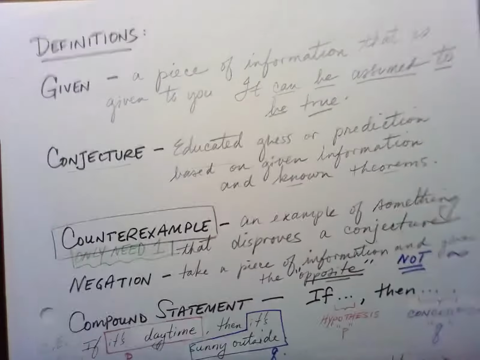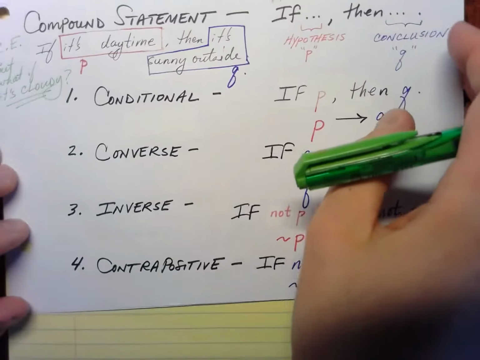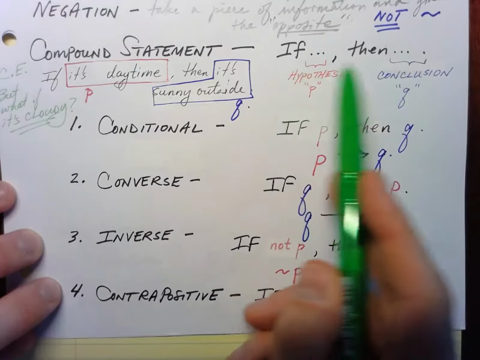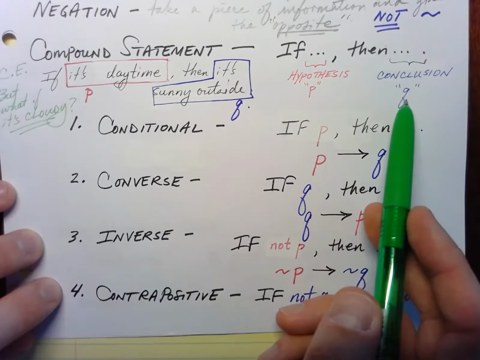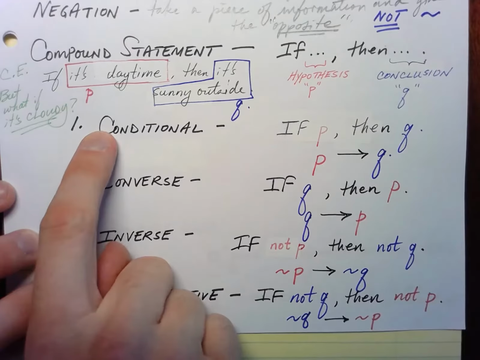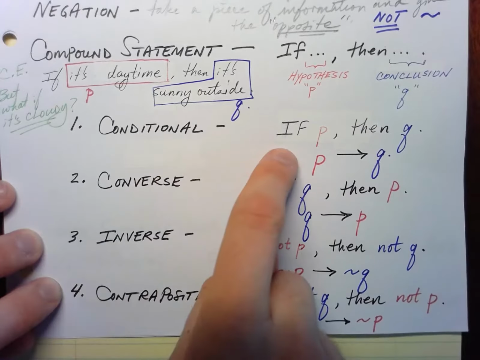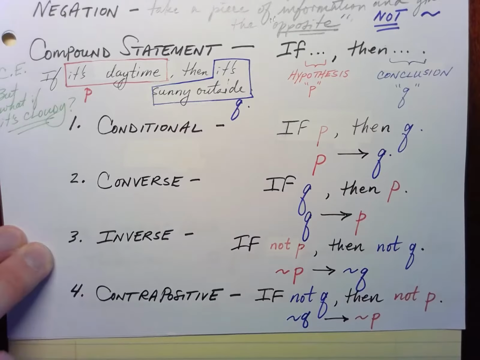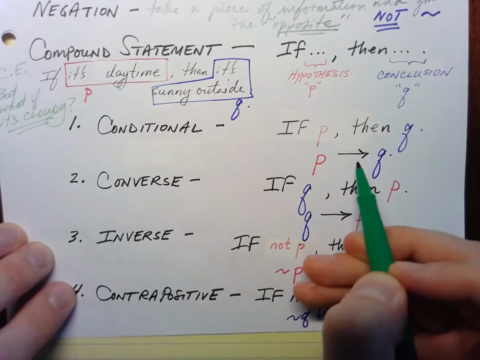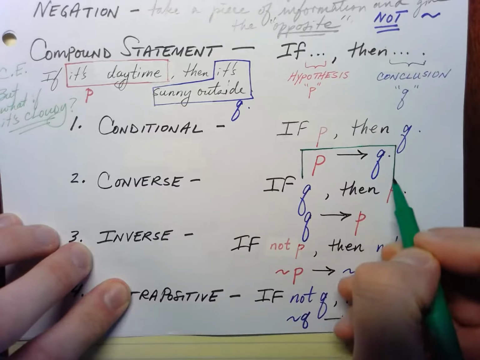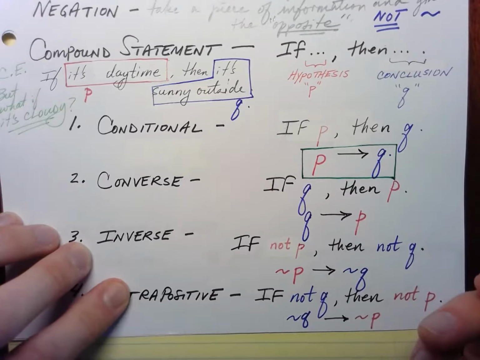Now, I want to talk about 4 different kinds of conditional statements that we're going to be learning about here. So, remember that the basic structure of a conditional statement is if-then. If P, then Q. Or if hypothesis, then conclusion. And so the conditional is that base statement, if P, then Q. And the symbology we use to write that in math symbols is right here, P, arrow, Q. Okay, so that is the way we write it using math symbols, if P, then Q.